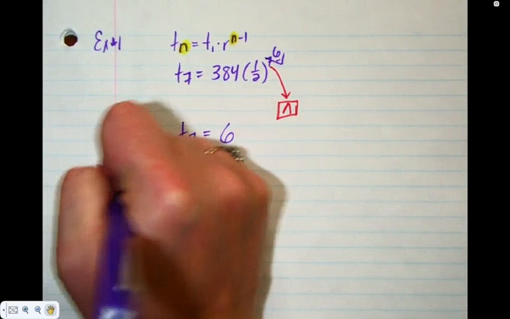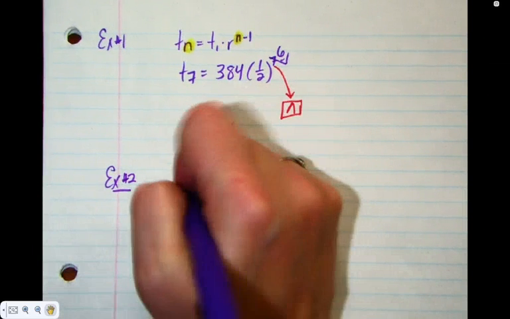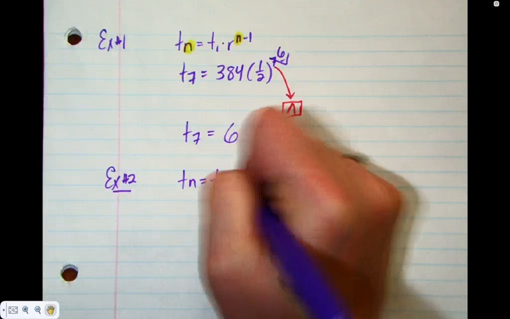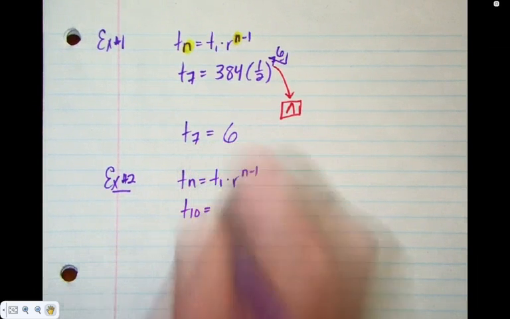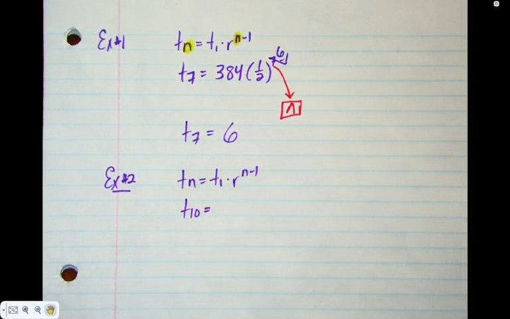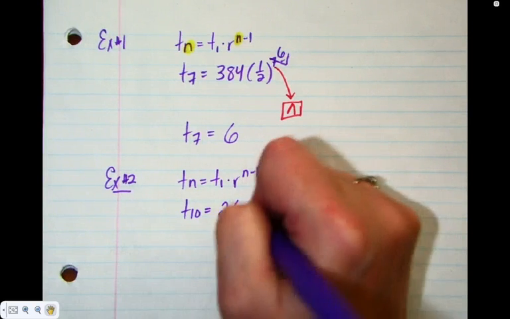Example number 2. Again, a straight up question, just asking for a particular term. Question wants T10. T1 is 2. R is, so take any term, divide by the previous term. So 8 divided by -4, -2.